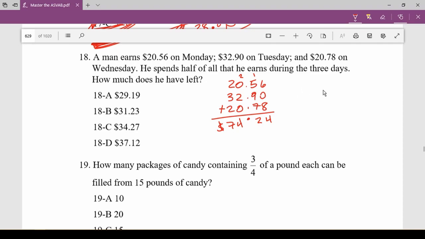Let's go ahead and divide that by 2 to find out what half is. 2 goes into 7 3 times without going over. 2 times 3, of course, is 6. So right away, we know our answer is going to be 3 something. Start with a 3. 7 minus 6 is 1. Bring down this 4, bring down this 2, bring down this 4.